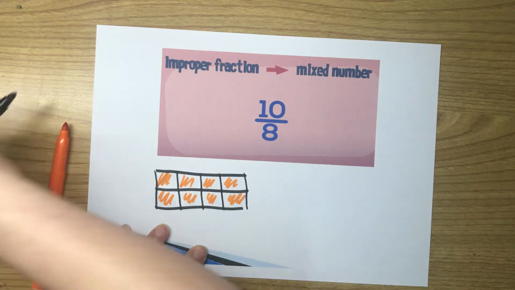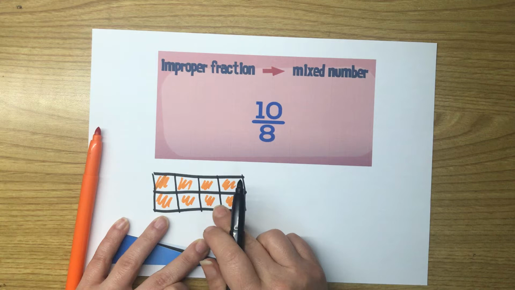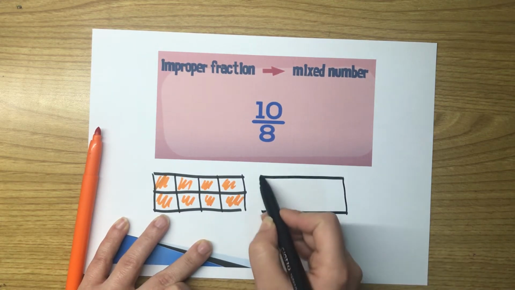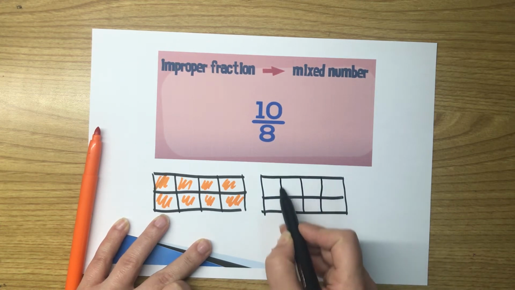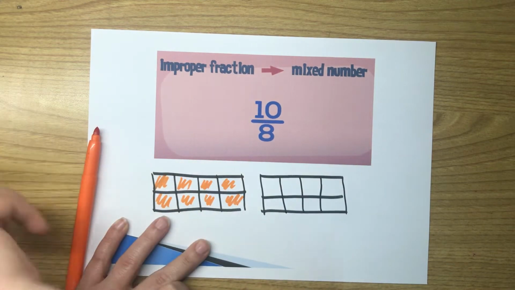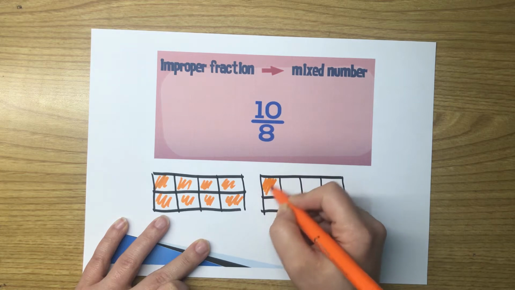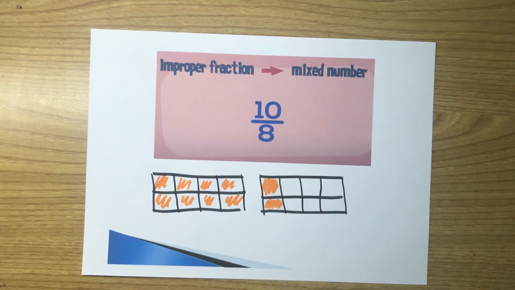10 eighths, we have to draw another shape the same as this one that has been divided into 8 equal parts. Okay, I'm trying my best to draw the same one. 1, 2, 3, 4, 5, 6, 7, 8. How much is left? I am left with another 2 to shade. Okay, so this is 10 eighths, right?